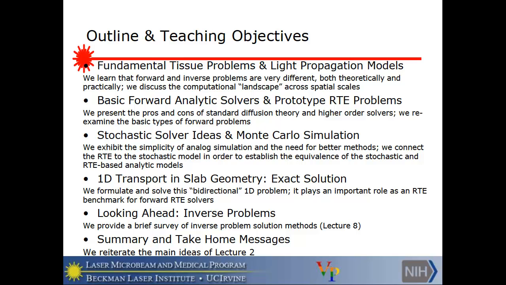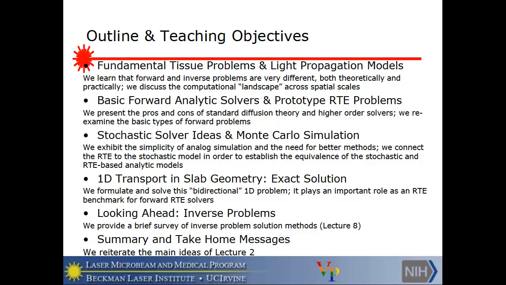So first I'll introduce the ideas of forward and inverse RTE, radiative transport equation problems, and remark that they're very different from a theoretical and a practical point of view. I'm going to show you what I call the computational landscape of our field across spatial scales, which is the emphasis in this short course.